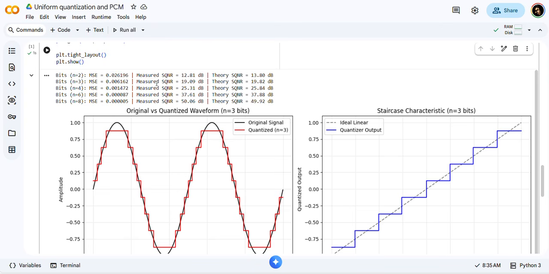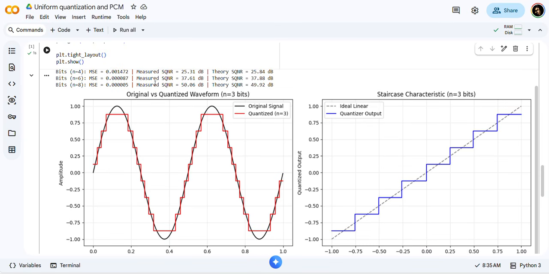For original versus quantized waveform, n equal to 3 bits, the black line represents the original continuous sine wave in the time domain. It has infinite possible amplitude values. The red line shows the quantized signal at n equal to 3 bits. Because 2 to the power 3 equals 8, the y-axis is sliced into exactly 8 discrete horizontal steps. The red line snaps to whichever step is closest to the black line at any given moment.